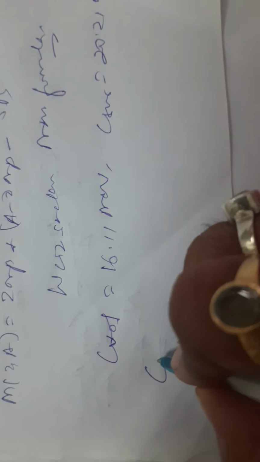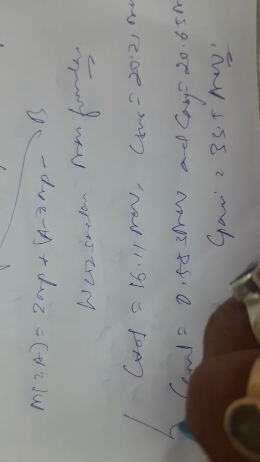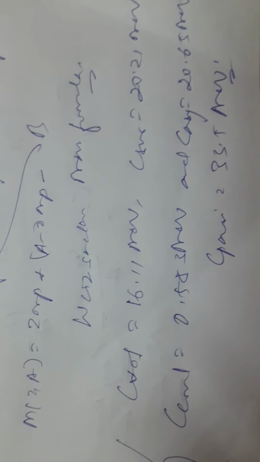But the constants: this C volume has been obtained experimentally as 16.11 mega electron volt. C surface, again it is obtained 20.21 mega electron volt. C coulomb is around 0.583 mega electron volt, and again C asymmetric is equal to 20.65 mega electron volt, and finally C pair is equal to 33.5 mega electron volt. So these are all the constants. Basically they fit the experimental data best as far as we know.